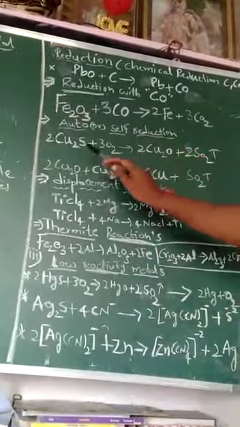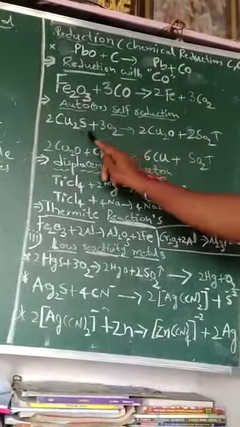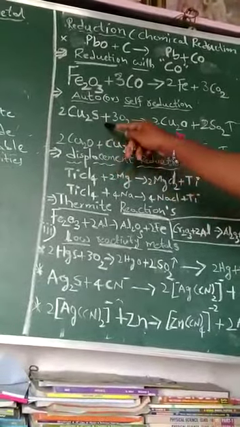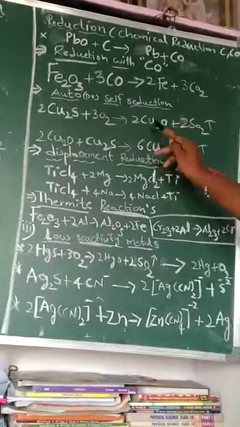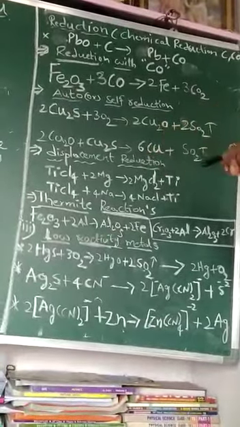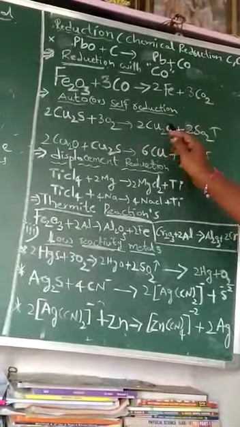What was self-reduction? 2Cu2S plus 3O2. First of all, copper sulfide, we conducted the roasting process. After the roasting process, it becomes oxide. So in the middle of this roasting process, we stop the supply of oxygen.